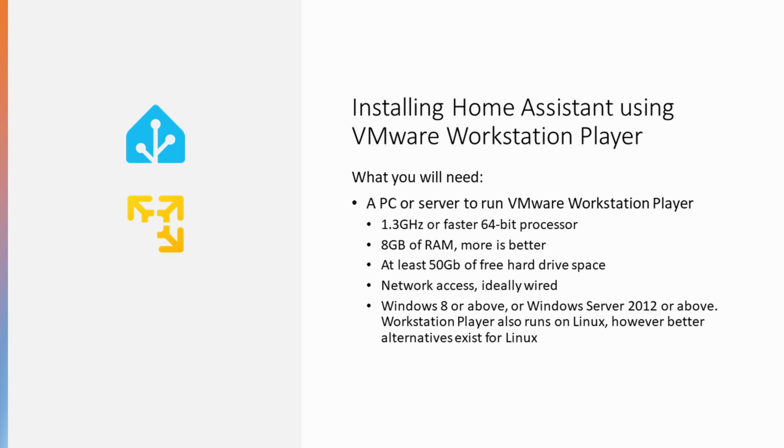For Workstation Player, you will need a minimum of a 1.3 GHz or faster processor, 8 GB of RAM, 50 GB of hard drive space, network access, preferably wired, and Windows 8 or 2012 Server or above. Workstation Player will also run on Linux, however better alternatives exist for Linux.